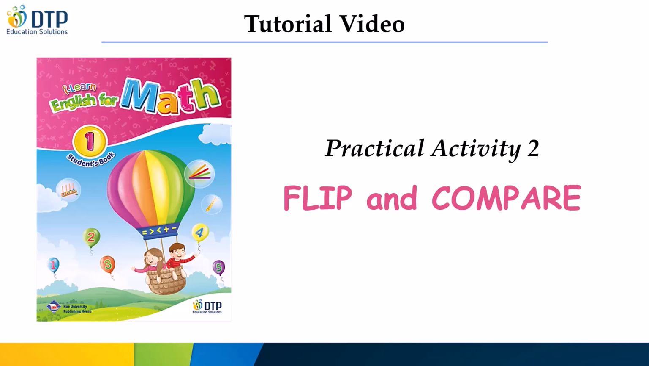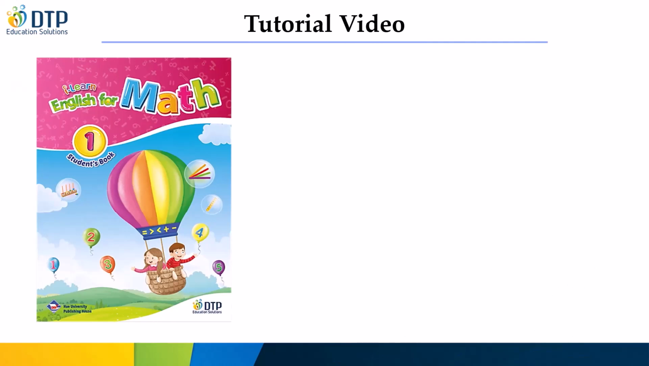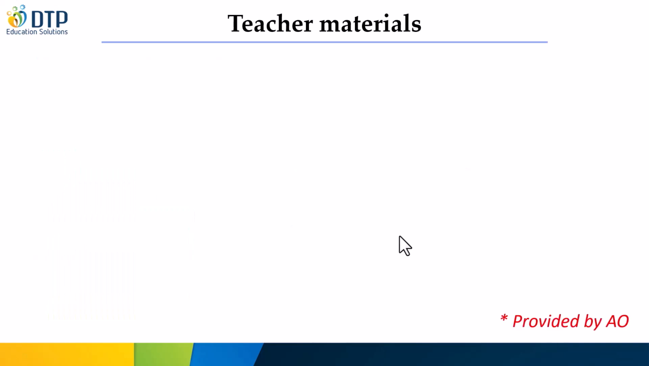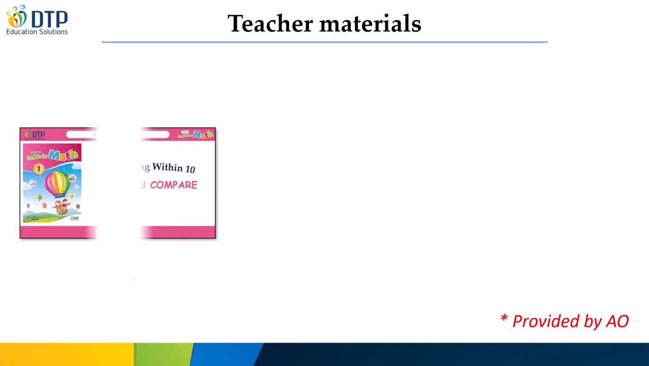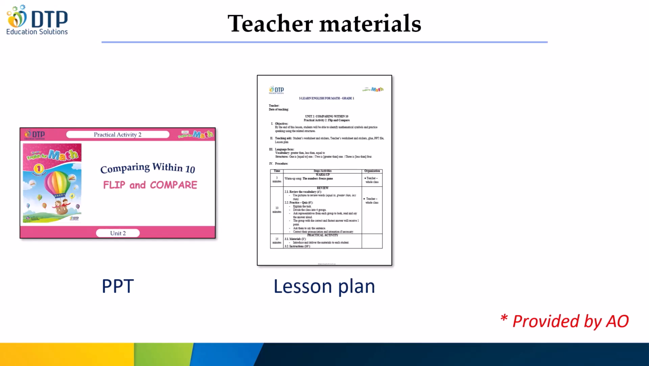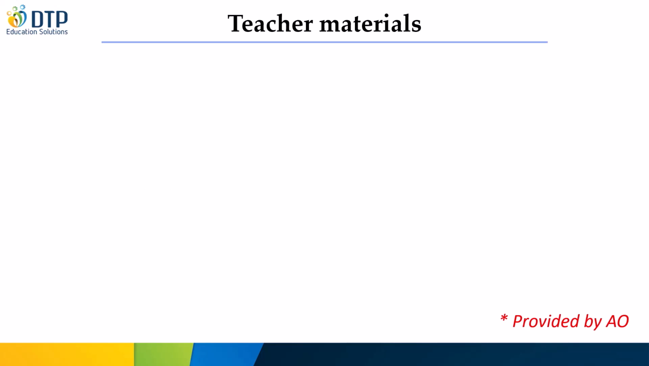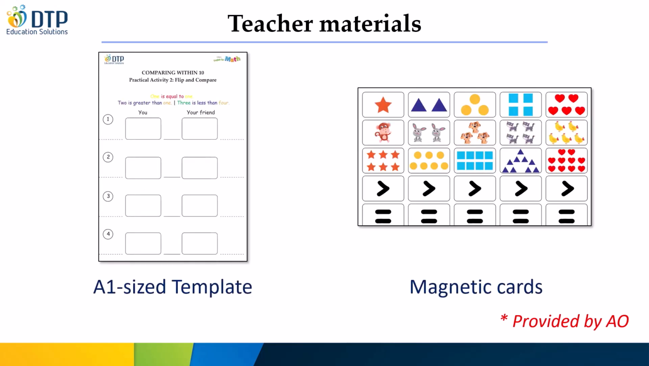Here we go. The tutorial will be broken down into two main sections: materials and teaching procedures. First, let's go over the materials. For the teachers, there will be a PowerPoint, a lesson plan, and a teacher's package. Inside the package, you'll find an A1-sized template and magnetic cards. At the end of the lesson, please pack everything up and return it to your AO, because it will be reused for the other classes.